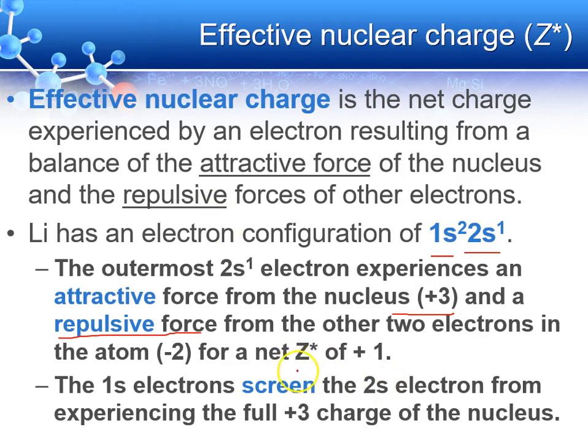If we were to calculate a net effective nuclear charge, we would say +1, because this electron is attracted to the 3 protons in the nucleus and it's repelled by those other two electrons. So +3 and -2 is +1. That seems kind of simple, and it is, but we need to modify this a little bit because the electrons don't really experience the full +3 charge of the nucleus. They don't because those 1s electrons screen that 2s electron from experiencing that full positive charge.